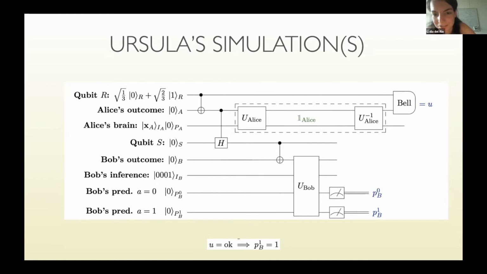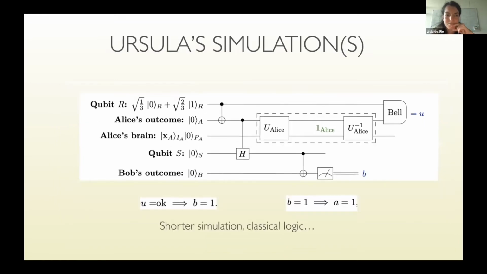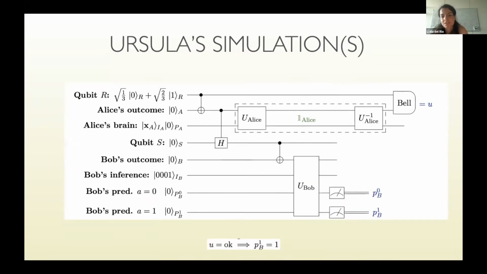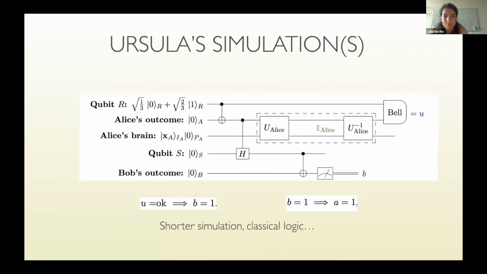Let me show you the other option. So the other option, again, she already simulated Bob's brain, so she knows what Bob's inference qubits are. To run a much smaller simulation where she will not simulate the whole unitary of U Bob, she just simulates up to Bob's outcome register and measures it directly. So here, the only thing that she concludes is that if Ursula is okay, then the simulated Bob saw outcome 1 with certainty.